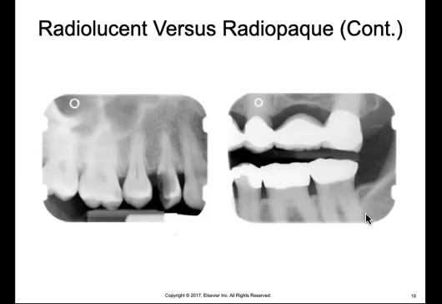Radiopaque, on the other hand, on the image on the right, we see metal substructures of crowns that are extremely dense and thus absorb all the radiation. So this part of the film that your image was exposed on is not exposed, because there was that dense metallic object that absorbed or prevented the X radiation from getting to your receptor. So that's why certain things look radiopaque.